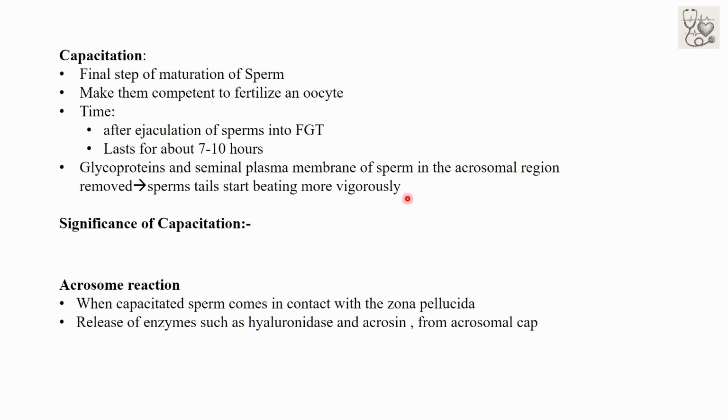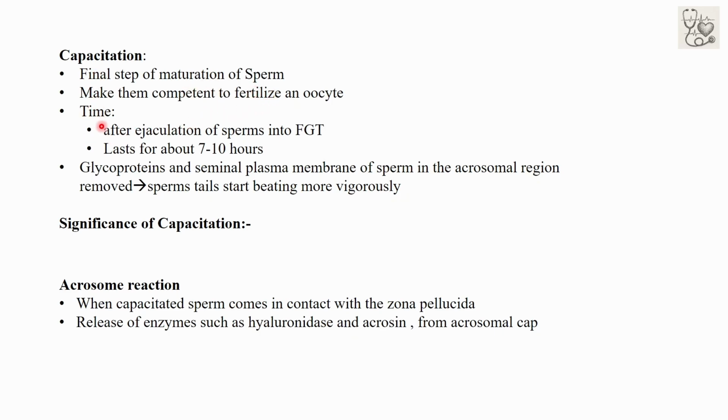So before talking about fertilization, let's discuss capacitation. What is capacitation? Capacitation is the process of conditioning of a sperm. What is conditioning of a sperm? It is the final step of maturation of a sperm. It makes the sperm competent to fertilize an oocyte.